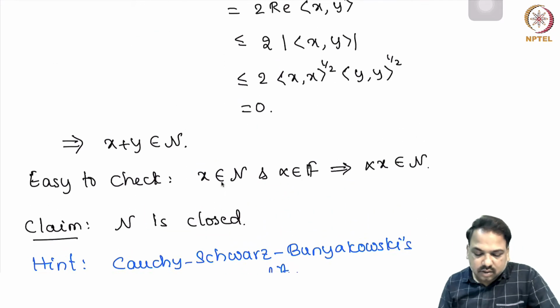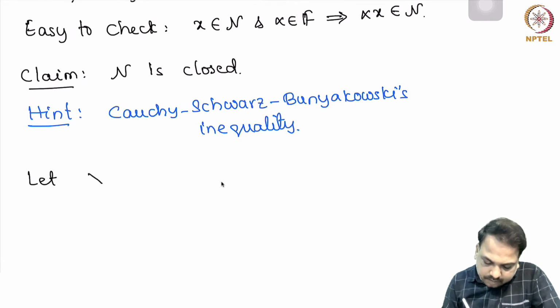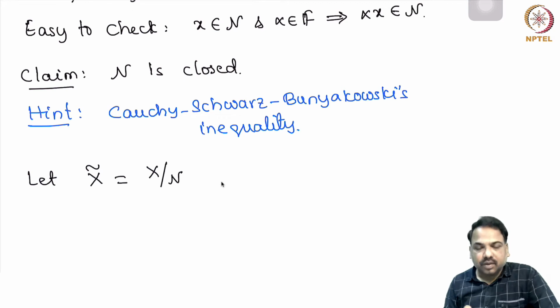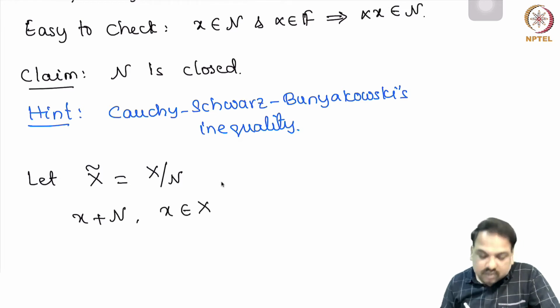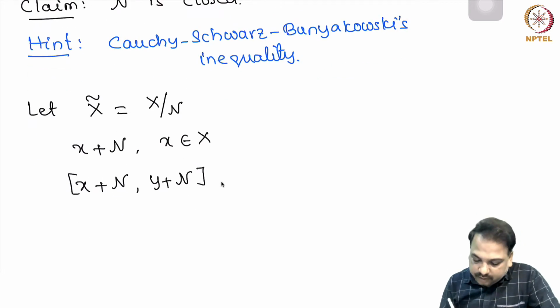Okay, once this is a closed subspace, we can actually look at the quotient space. Let us take X tilde to be the quotient space of X with N. Now every element here is of the form x plus N, where x is coming from X. So if you take two elements from X tilde, let us take x plus N and y plus N, we want to define an inner product on this. So this is by definition the semi-inner product of x with y.